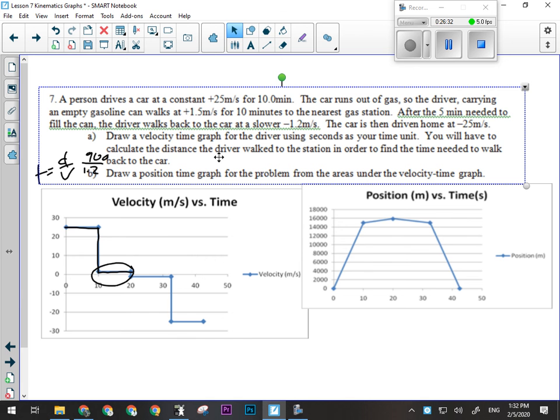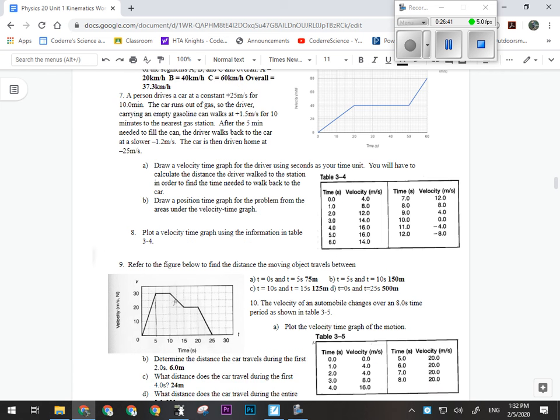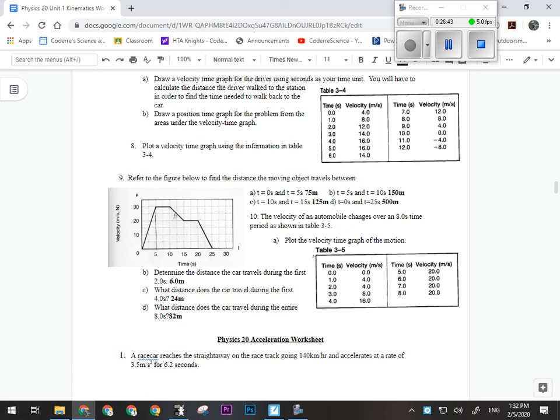How many people are done number 9? Because I didn't say to do 8, I said to do 9 next, right? So maybe we'll make it so you can see number 9. So we got another velocity versus time graph, and we're looking for the distance the object travels between 0 and 5 seconds, between 5 and 10, 10 and 15, 0 and 25. We'll see how that one goes, and then we'll start looking at what we're going to be doing tomorrow probably.